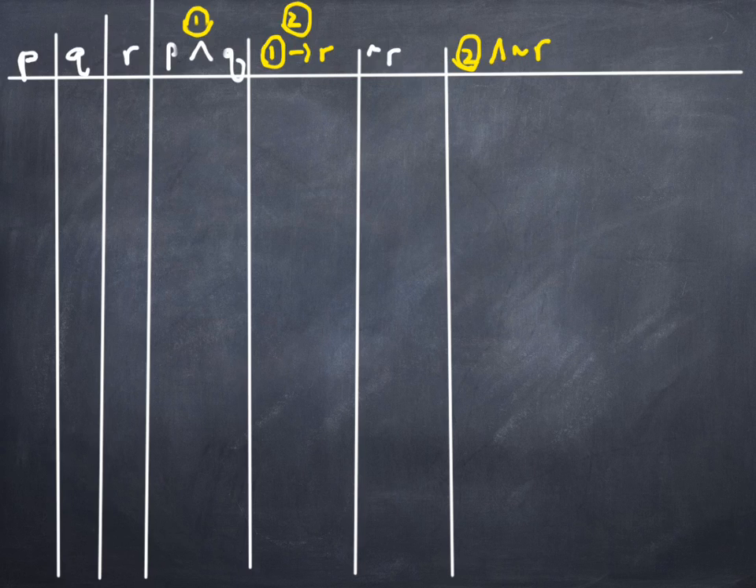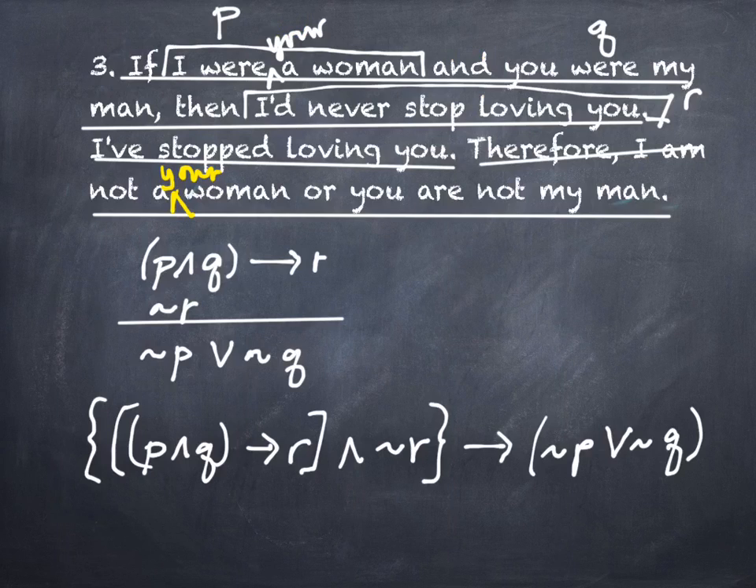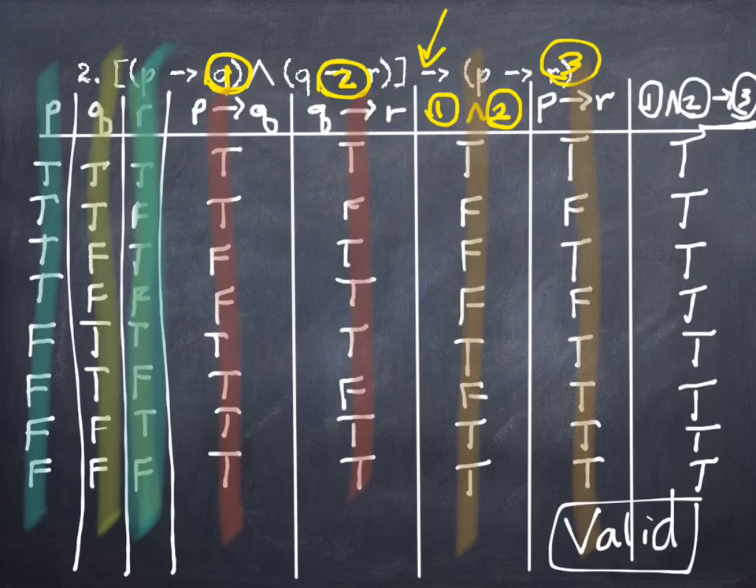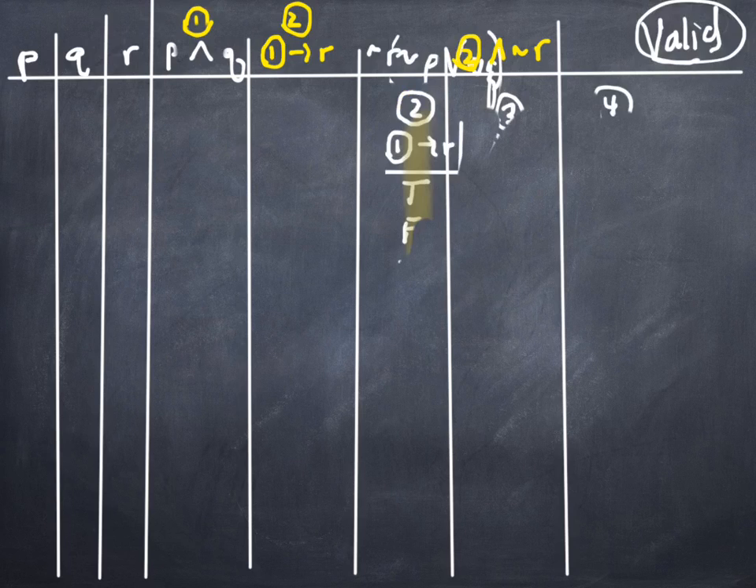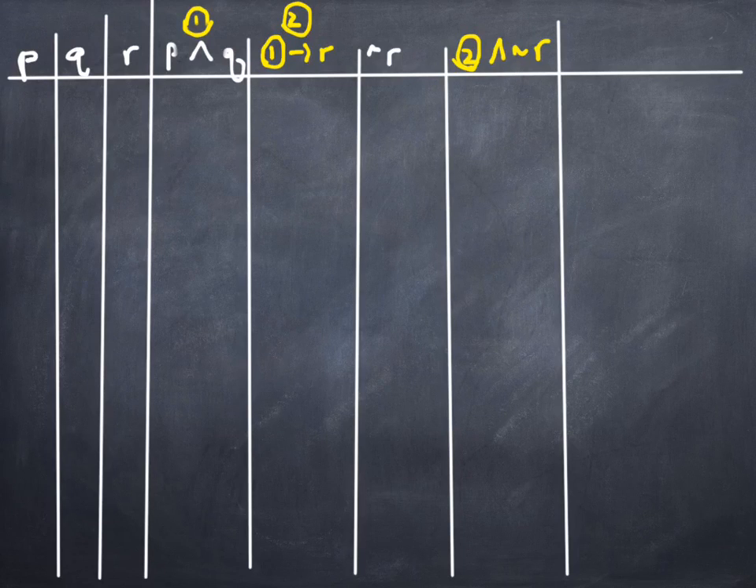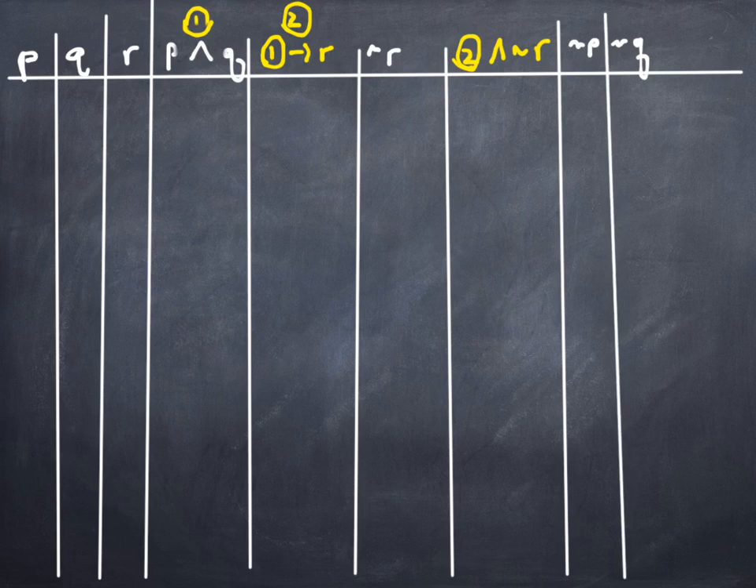I'm so worried about losing my space here. Now what? I need a tilde P and I need a tilde Q, and I'm totally out of space. Let's try this. No, that's not going to work. Okay, let's just see what we can cram in here. I need a tilde P, I need a tilde Q, and then what do I need? Tilde P or tilde Q.